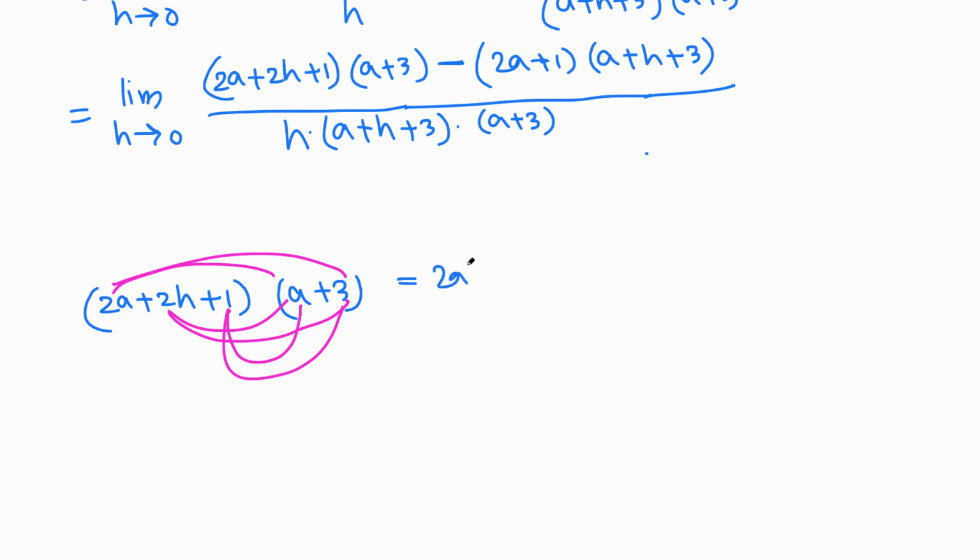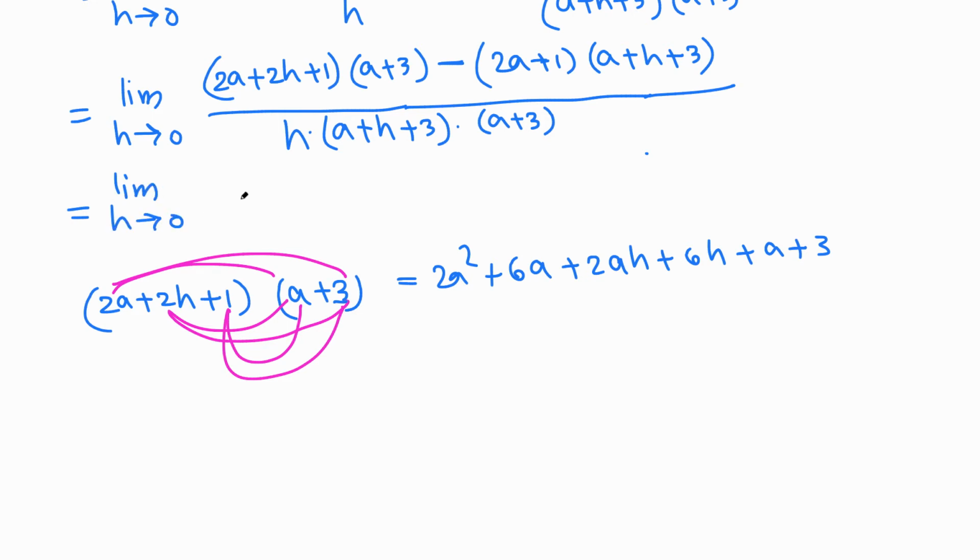2a squared plus 2a times 3, 6a, 2ha or 2ah, 2h times 3, so 6h, 1a, just a, 1 times 3. Okay, this goes for this product. So let me go back and start writing.